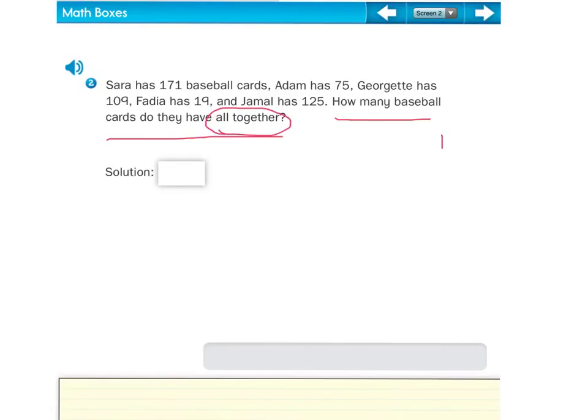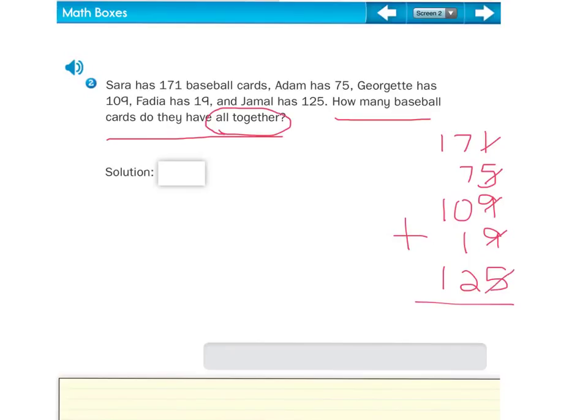So the first thing that I would suggest to do is don't write them all in a row, like 171 plus 75 plus 109 plus 19 plus 125. Don't do it this way. And the only reason why I say don't, it's not that you can't, because you'd still get the same answer, but adding a 1, a 5, a 9, and a 5 is a lot harder than just adding 2 digits at the same time. So what I would suggest that you do is instead of adding 1, 2, 3, 4, 5 digits at once, add 2. And here's how you would do that.